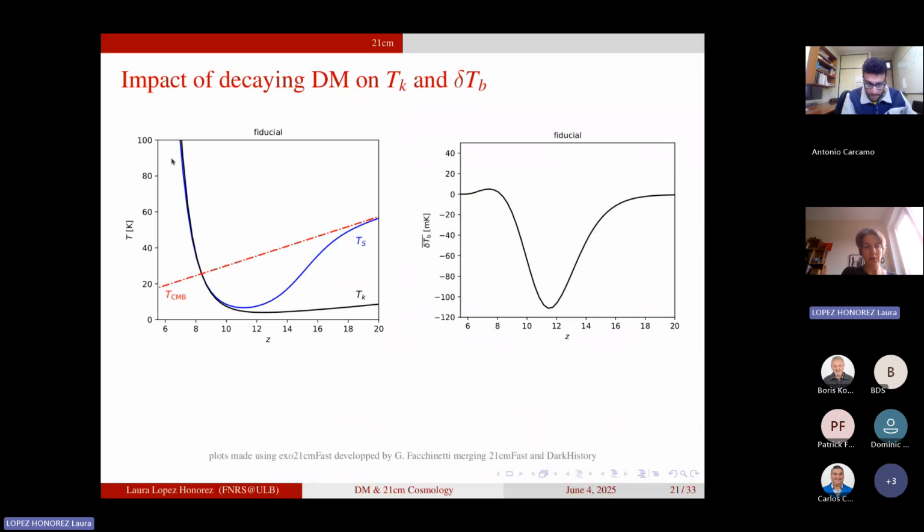I go back to my plot of temperature as a function of the redshift and differential brightness temperature as a function of redshift. Remember, we have the CMB temperature that goes down, gas temperature that is a little bit below, and spin temperature that is in between. It's in blue. Due to this plot, I get essentially an absorption feature somewhere between redshift 10 and 12. Okay, this is my fiducial scenario.